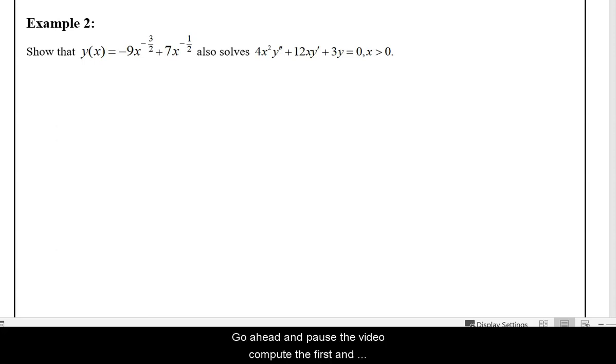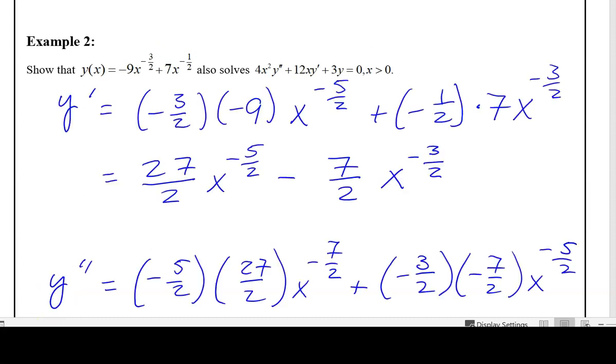Go ahead and pause the video, compute the first and second derivatives, and substitute them into the differential equation in place of y prime and y double prime. Then restart the video to check your answer with mine. Let's see how you did with your results.